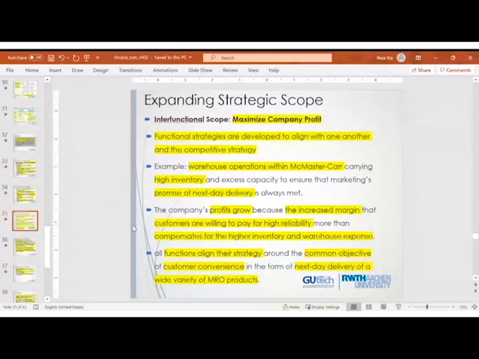And then they can also increase the margin, because they will have customers that are paying for fast responsiveness, which is a good achievement for this company. So here the objective of the supplier is providing the customer convenience regarding next day delivery, and also they are providing a wide variety of different repair products.